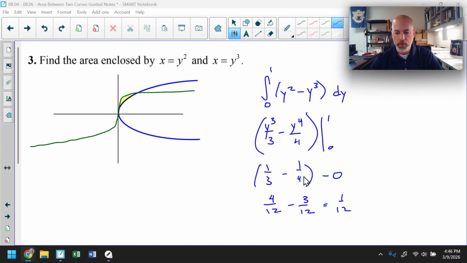There you go. 1/3 minus 1/4. If it's a free response question, just leave it there. Multiple choice cleans up to 1/12, and I'm done.